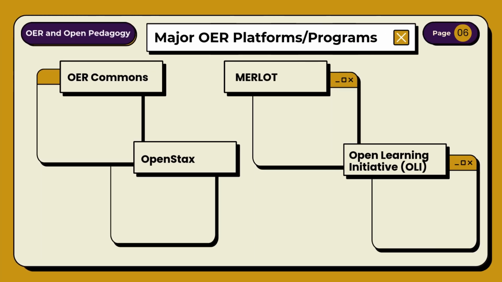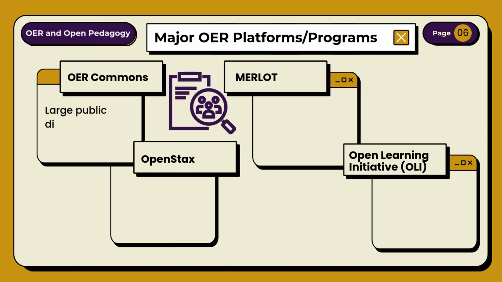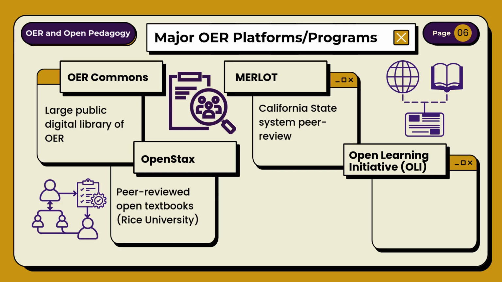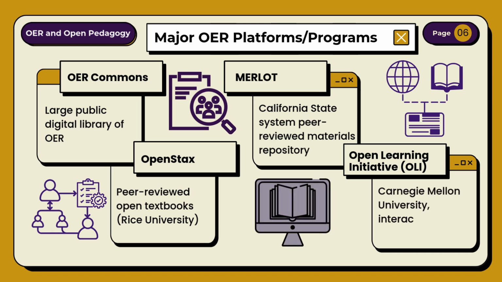Here are some of the most widely recognized OER platforms. OER Commons serves as a broad, searchable library of open materials. OpenStax has developed discipline-specific open textbooks, especially for large enrollment courses. Merlot offers peer-reviewed materials across many disciplines via the California state system. OLI from Carnegie Mellon provides evidence-based, interactive open courseware. These platforms help you find, adopt, or adapt resources as you plan your research project or plan a course.